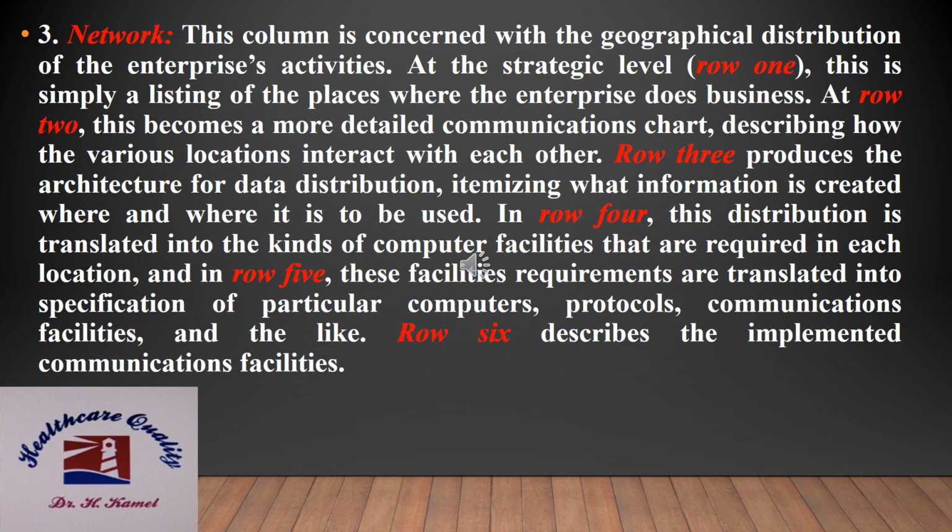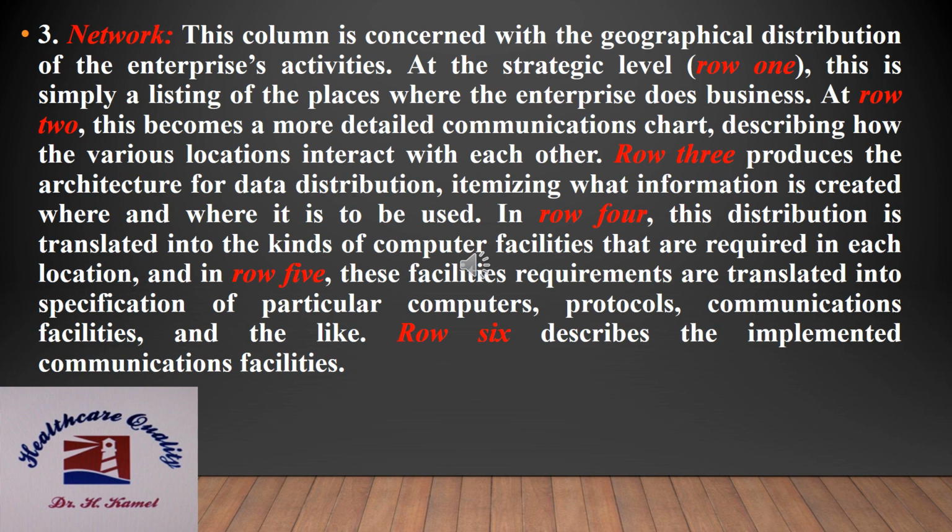In column number 3, network, which is concerned with the geographical distribution of the enterprise's activities. At the strategic level, row 1, this is simply a listing of the places where the enterprise does business. At row 2, this becomes a more detailed communications chart, describing how the various locations interact with each other.